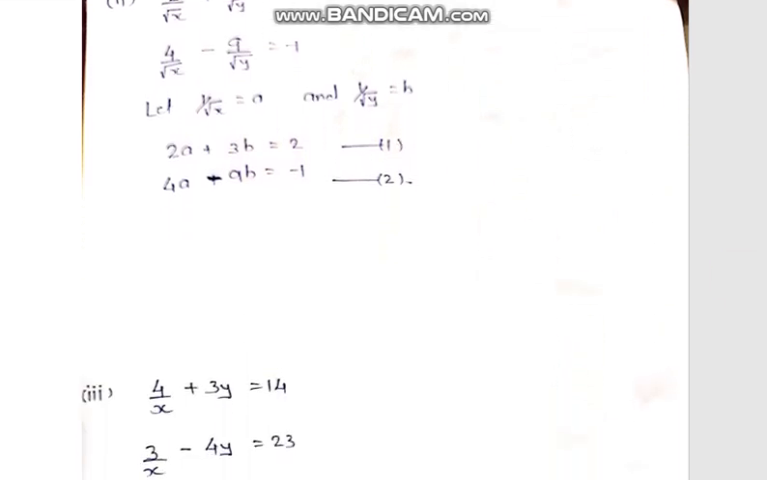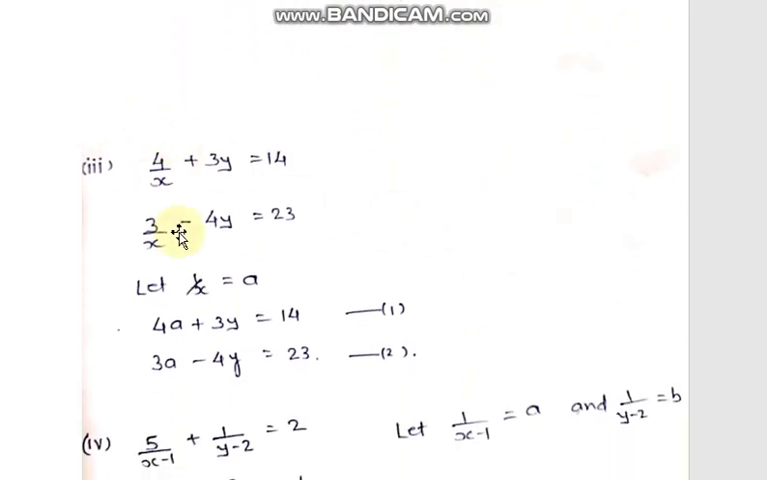Now the next sum is the third one, that is 4 upon x plus 3y equals 14 and 3 upon x minus 4y equals 23. Here we can see that y is in linear form, but 1 upon x is not linear. So we will make only one substitution, that is 1 upon x equals a. So 4a plus 3y equals 14, and 3a minus 4y equals 23. Now again you have to solve this pair of linear equations.